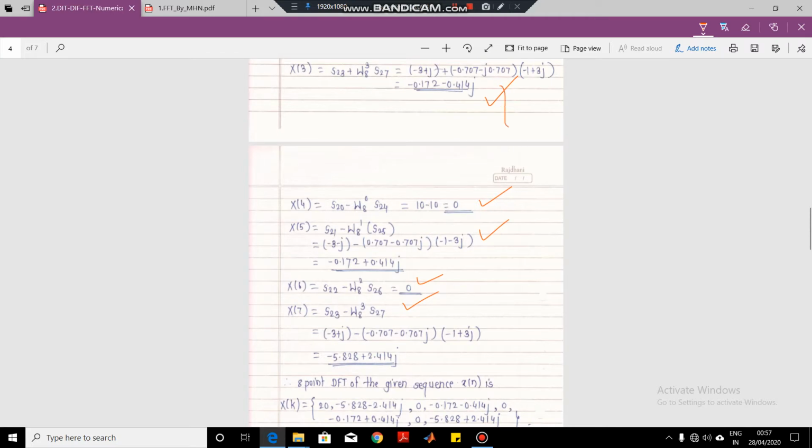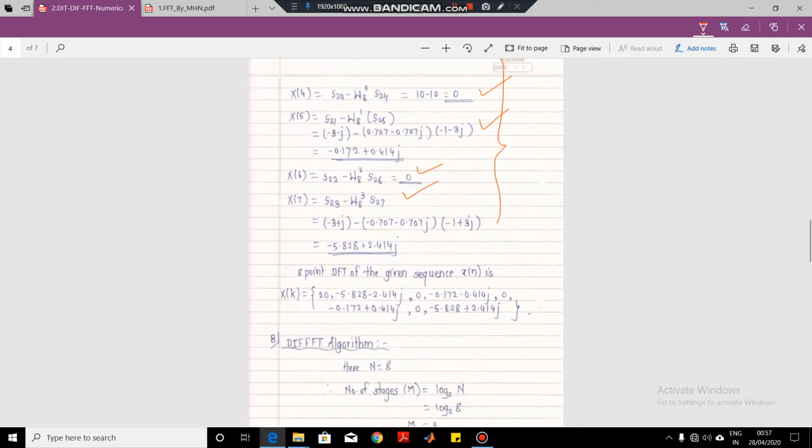Then you can tabulate all these outputs like this. So this is your final x of k, the combination of all this. You are getting the output here 0. It is in the bit reversed order, so write it in the normal order: this is x of 1, x of 2, and so on.